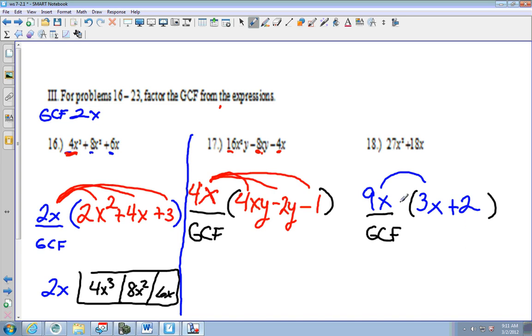Correct. This is where some people are confused. This is your answer. This is us factoring. That's what we're trying to do. We're trying to go backwards.